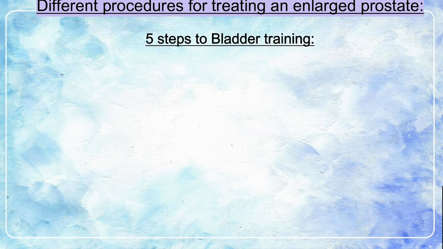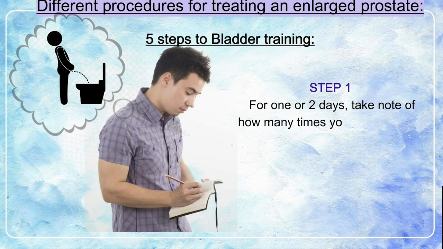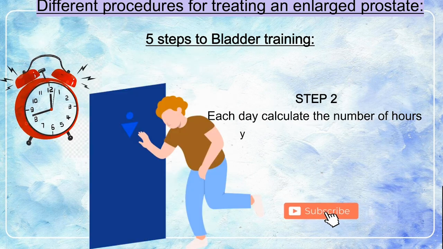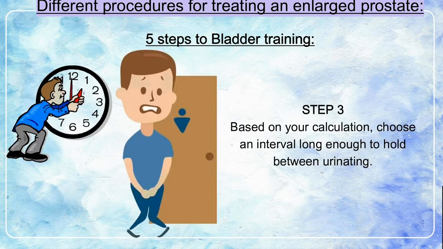5 steps to bladder training. Step 1. For 1 or 2 days, take note of how many times you urinate or leak. Step 2. Each day calculate the number of hours you wait between each urination. Step 3. Based on your calculation, choose an interval long enough to hold between urinating.